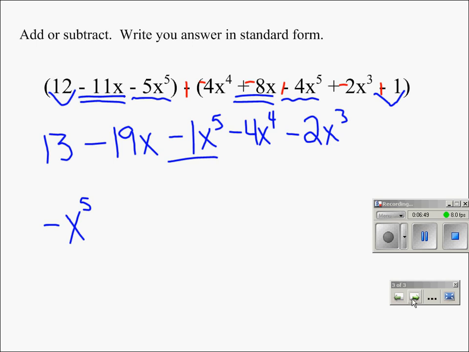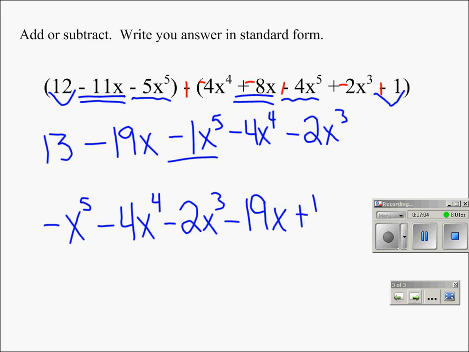And then I just go down looking at their exponents. Negative 4x to the 4th. Negative 2x to the 3rd minus 19x. And if I look up front, my constant was 13. It was a positive 13, so I'm going to plus 13.